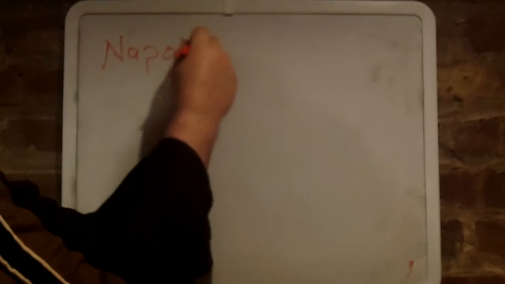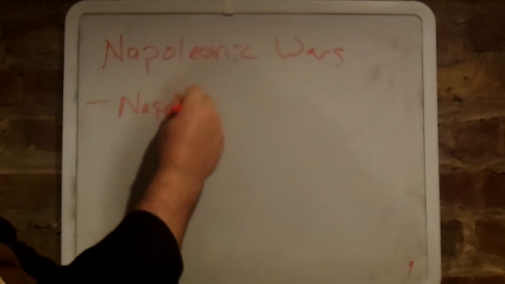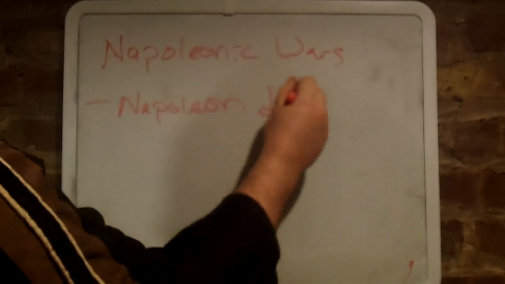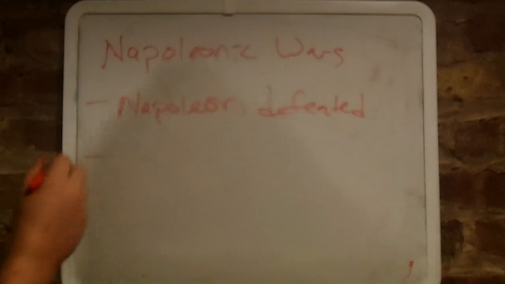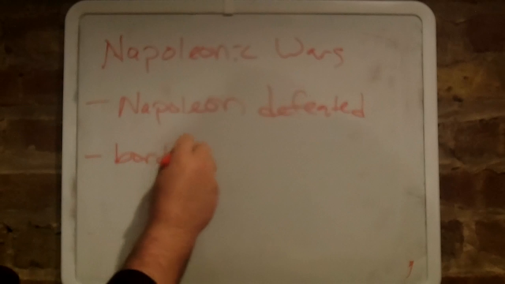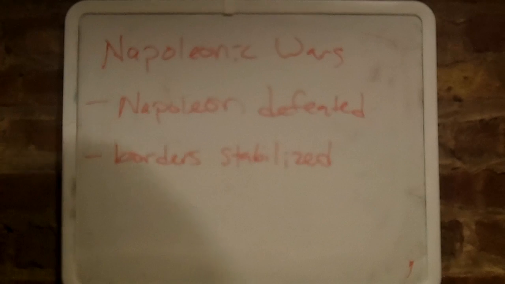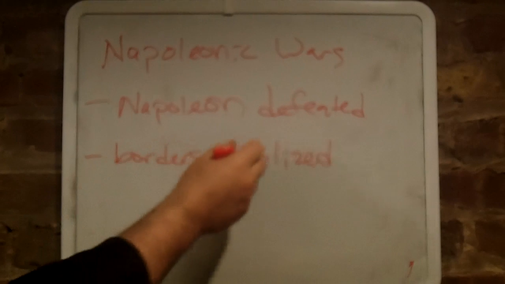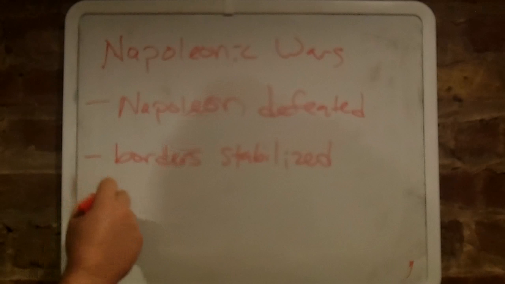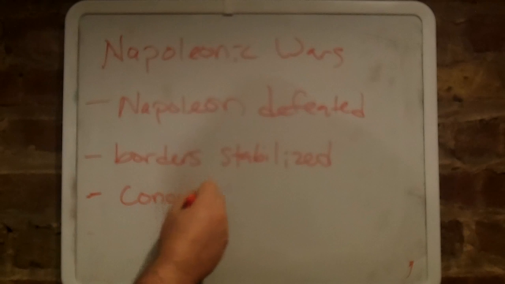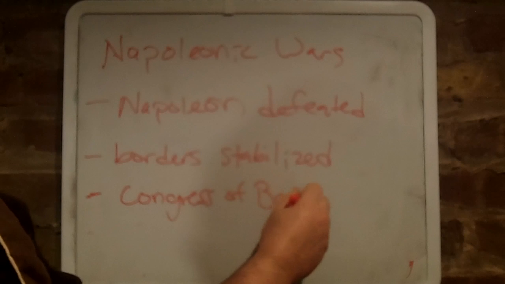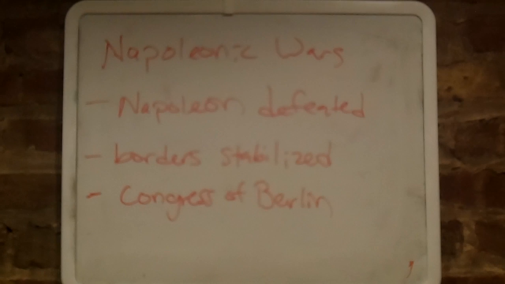And then the Napoleonic Wars caused all kinds of chaos in Europe. Napoleon ends up being defeated. And then in the post-war conference, the borders of Europe are stabilized. And they remain pretty stable for the next 100 years or so. And the agreement that led to this stabilization of borders was the Congress of Berlin. This takes us to about the 1840s.